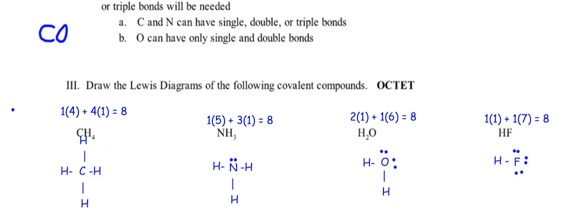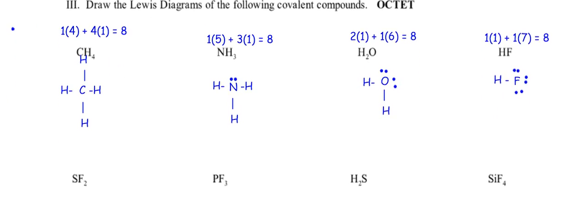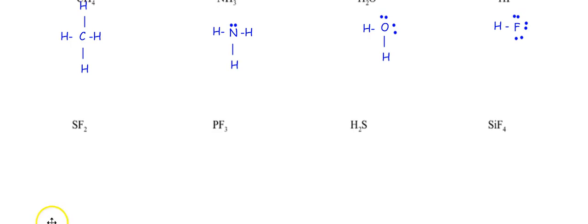Okay, so check out these next couple. All right, here is SF2. All right, let me get situated. All right, so how many valence electrons do I have over here? Well, I think I have 20. Holy cow. I have 1 sulfur with 6. I have 2 fluorines with 7. So 6 plus 14 make 20. Okay, so same rules apply.